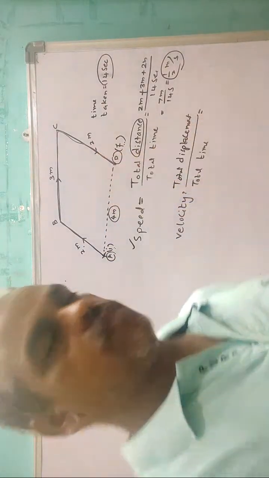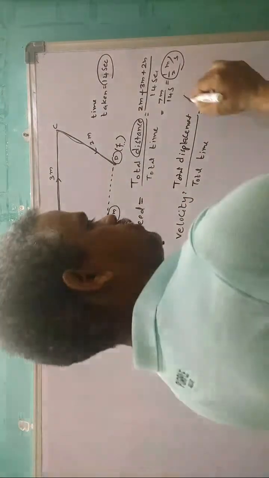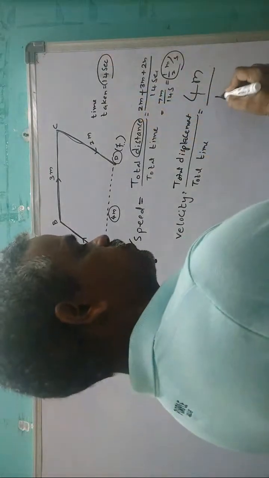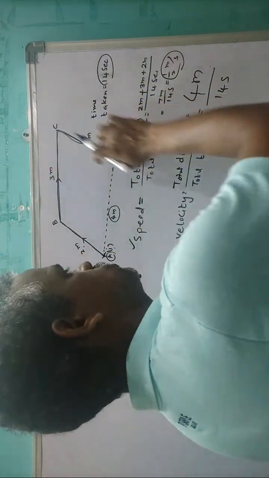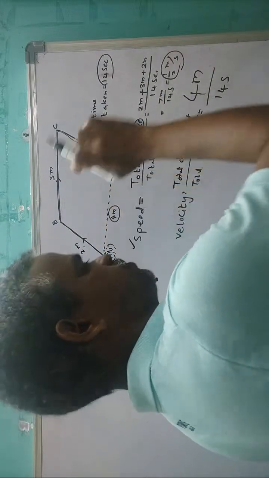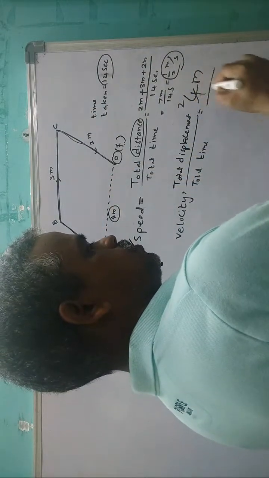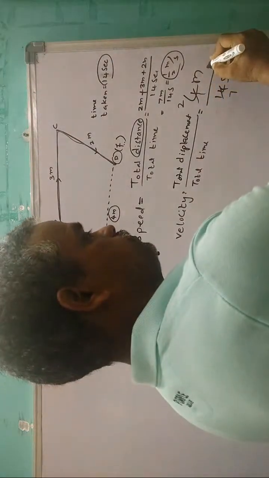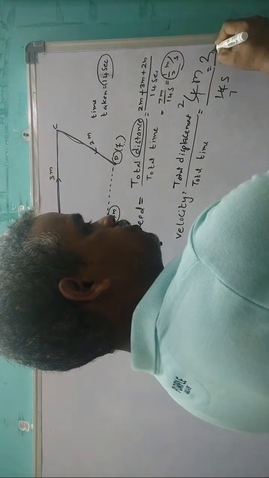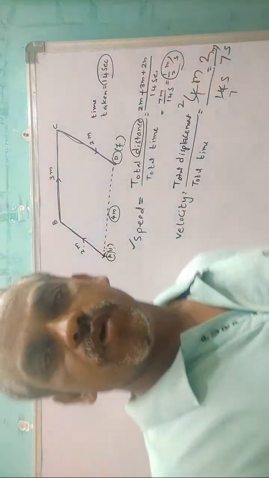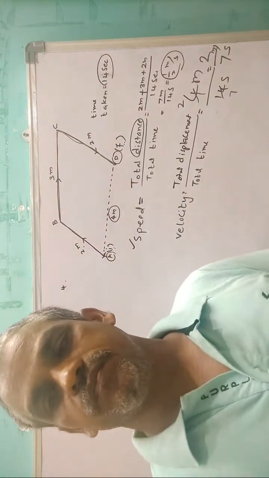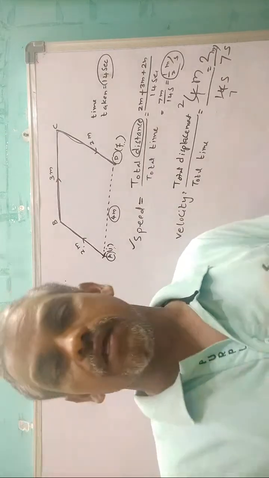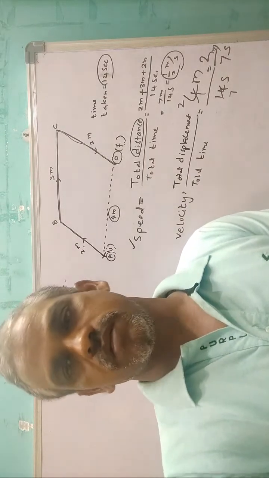What is the shortest distance here? 4 meter. Just substitute 4 meter here. How much time taken? 14 seconds only. This is the total actual path, and this is the displacement. So 2 by 7, you will get 2 by 7 meter per second. 2 by 7 meter per second. This is how we calculate velocity and displacement.